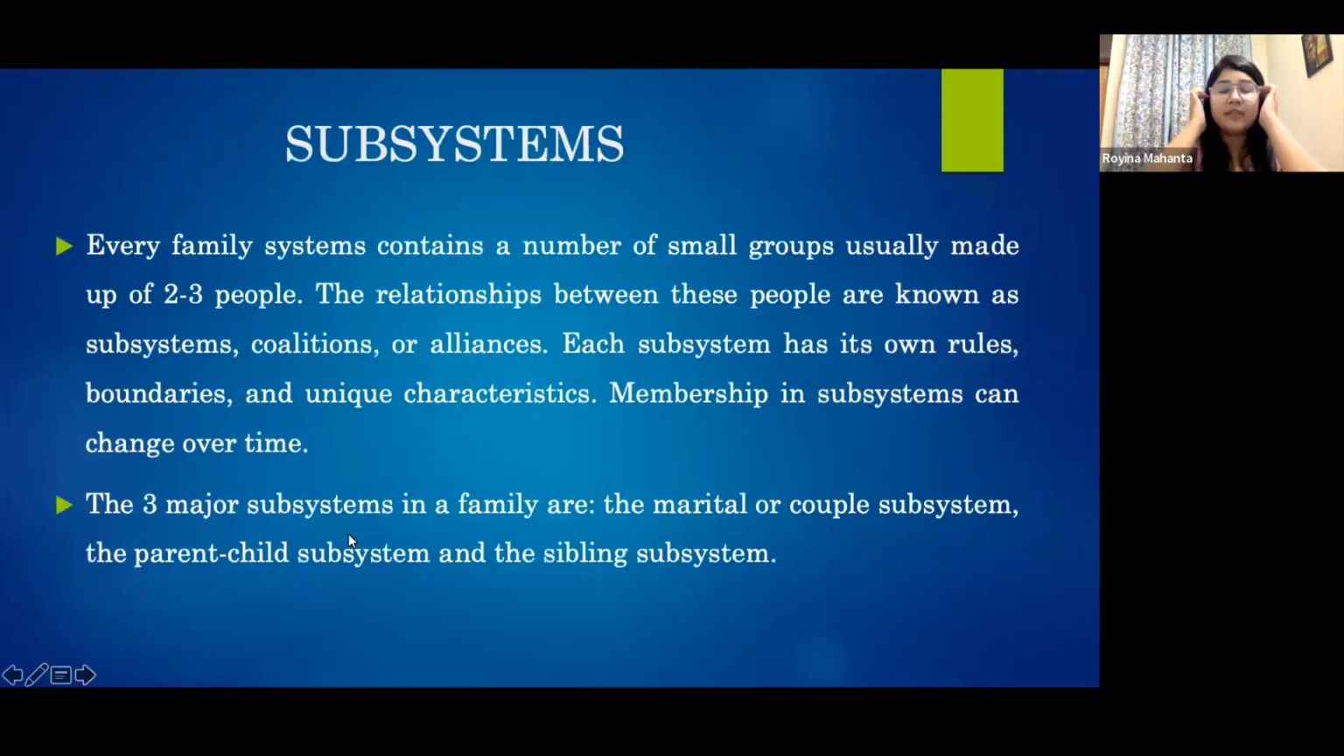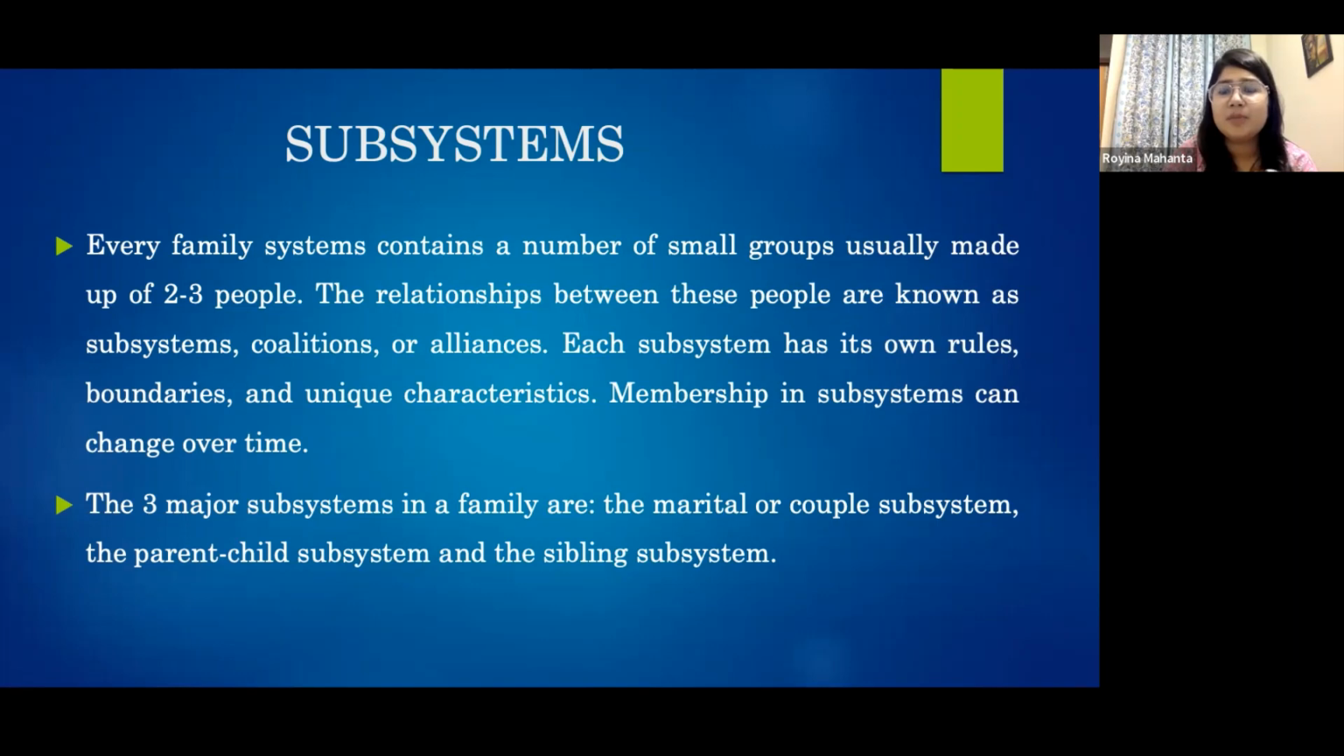After boundaries, we come to subsystems. So the family is a system. Within that system, there exist smaller groups, which we call subsystems. Every family system has a few prime subsystems, which are the marital or couple subsystem, the parent-child subsystem, and the sibling subsystem. However, it is not limited to just these three subsystems. There might be other subsystems as well.